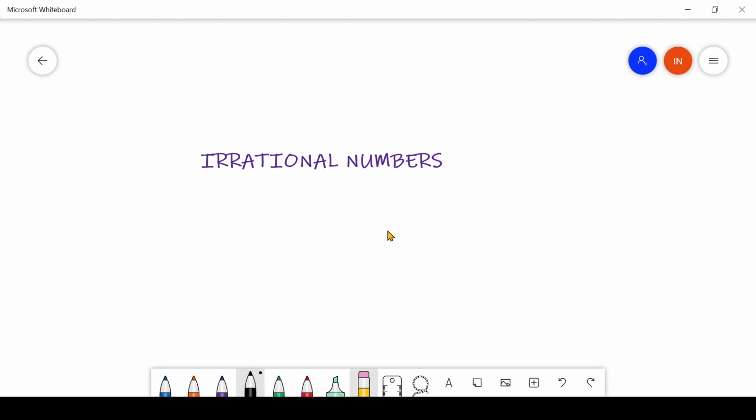Irrational numbers are numbers which cannot be represented in the form of p by q where q is not equal to 0. Very good. So these are called irrational numbers. Let's see what the theorem is.